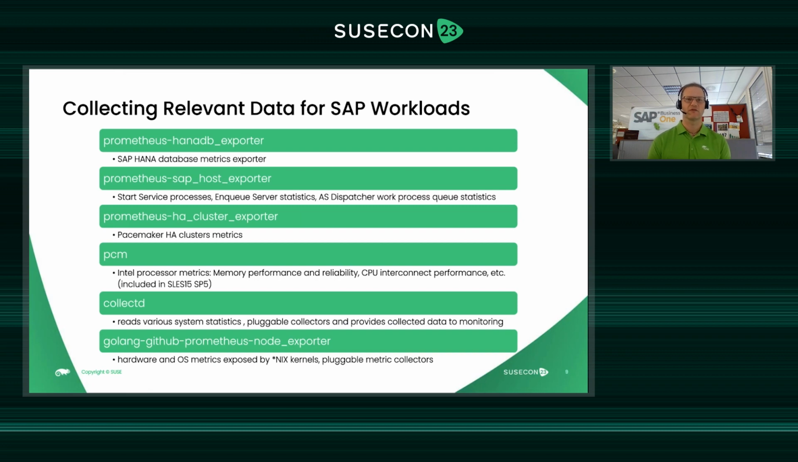For the dialog instances or for the application server, we have the SAP host exporter. This exporter is a stateless HTTP endpoint, and on each HTTP request coming from the Prometheus server, it pulls runtime data from the SAP system via the SAP control web interface. There we expose data including service processes, the enqueue server stats, and disk and work process queue stats.